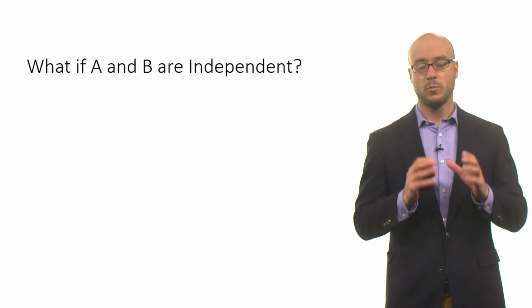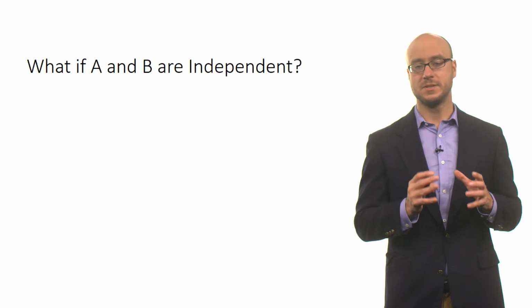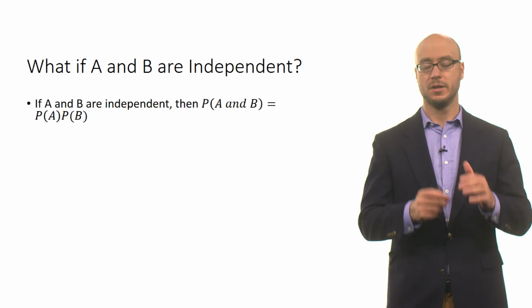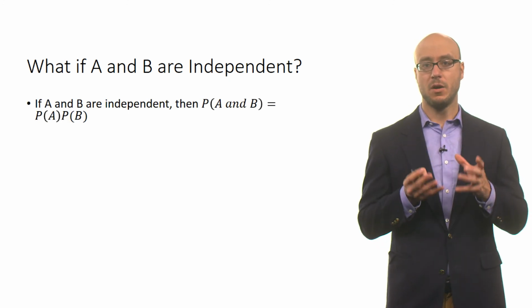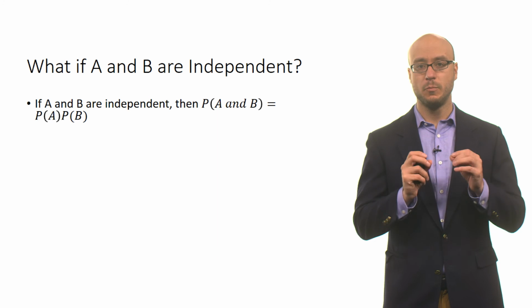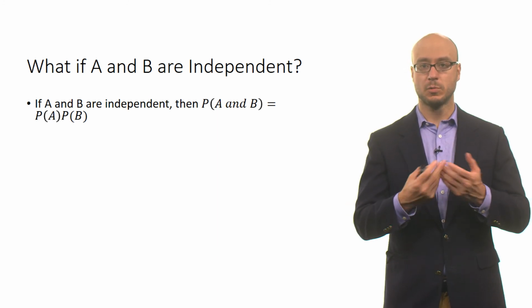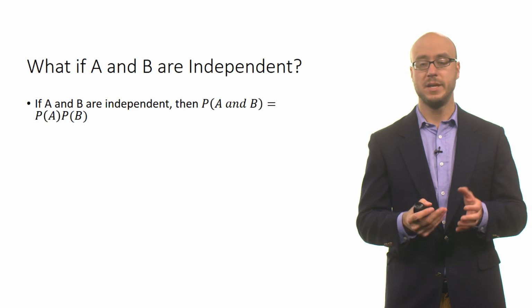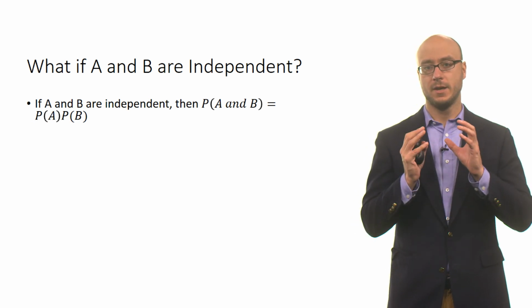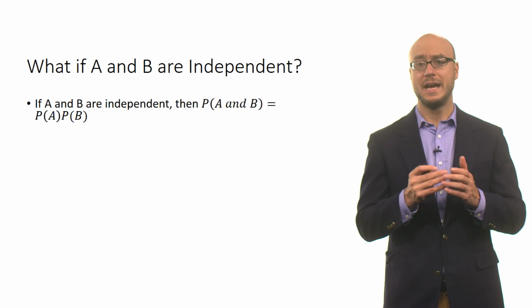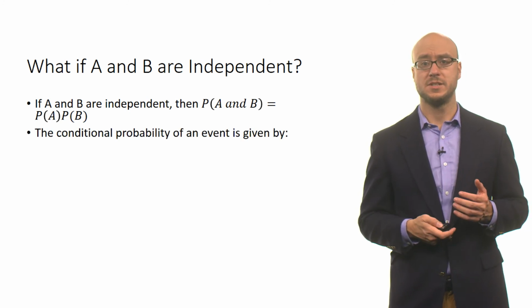Now, we might ask ourselves, what happens to this version of the multiplication rule if we know A and B are independent? Recall that if A and B are in fact independent, then we know that the probability of A times the probability of B equals the joint probability of A and B. To put it another way, we like independent events because the probabilities just multiply together to find joint probabilities. They're very easy to work with.